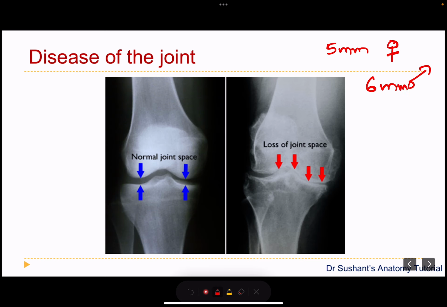When there's a decrease in the joint space, it indicates wear and tear of the joint. That could be due to the degeneration of the articular cartilages, as in osteoarthritis. So here you can see the space between the femur and the tibial condyles has reduced. So there will be rubbing of the articular surfaces against each other, and that will be a very painful condition.